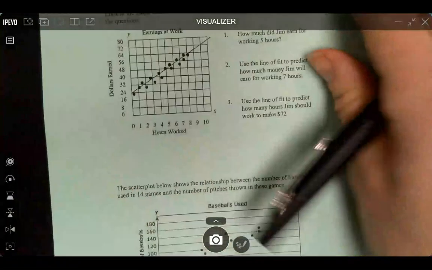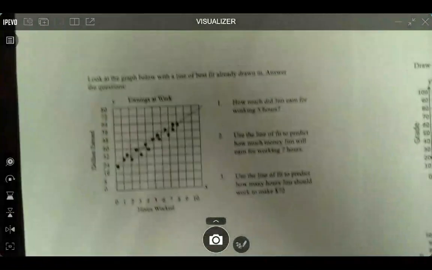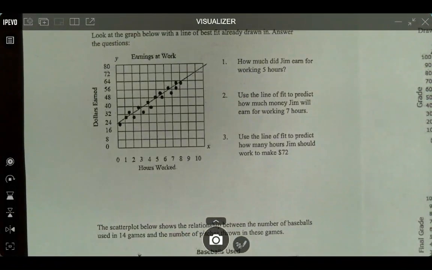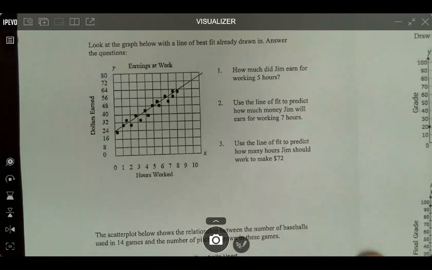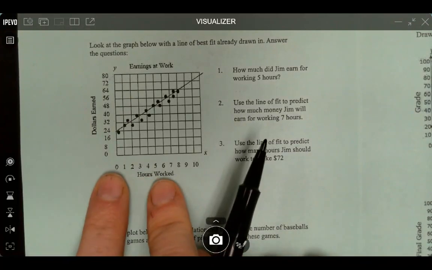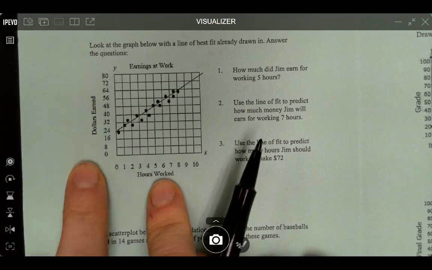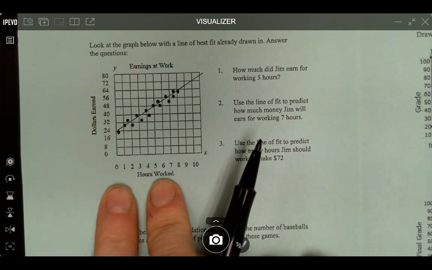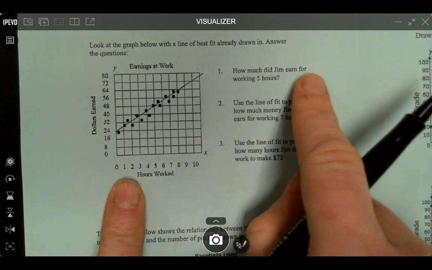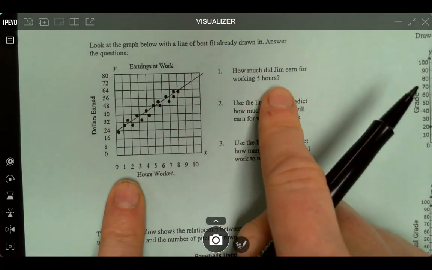Go to the next page. Look at the graph below with a line of best fit already drawn in. Answer the questions. So this is hours worked is our x-axis. Dollars earned is our y-axis. The title is earnings at work. How much did Jim earn for working 5 hours?